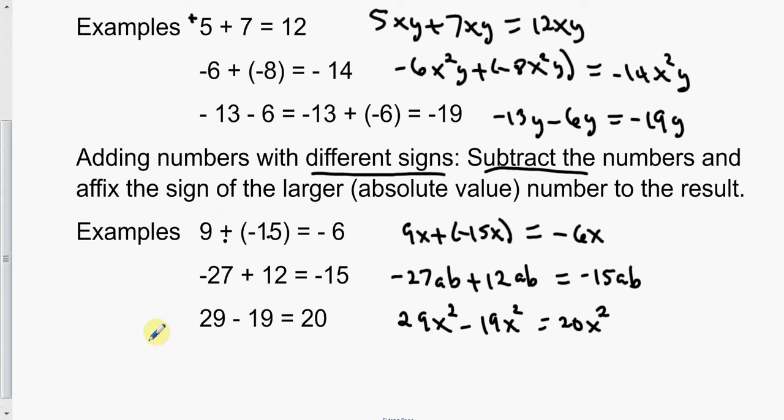Now, sometimes you run into this. You may have, let's say, 5 minus a negative 3. Well, this is 5 plus 3. We get 8. So whenever you see that negative, parentheses negative, just make that a positive.